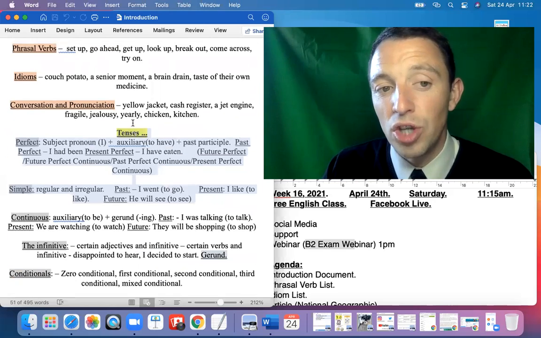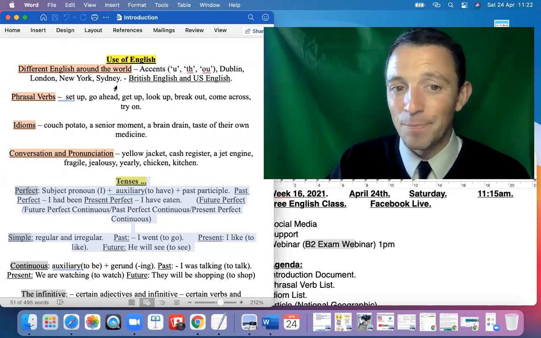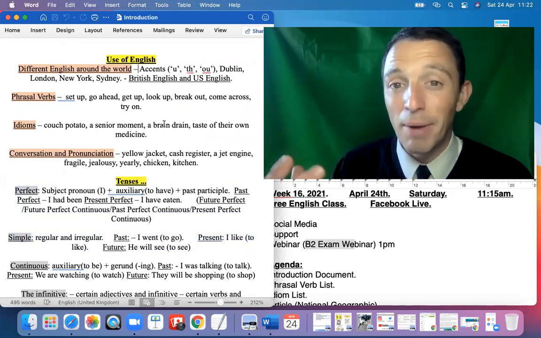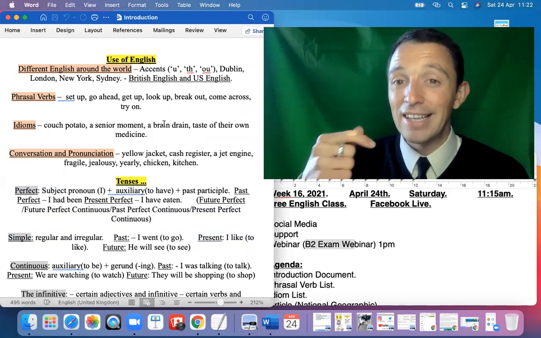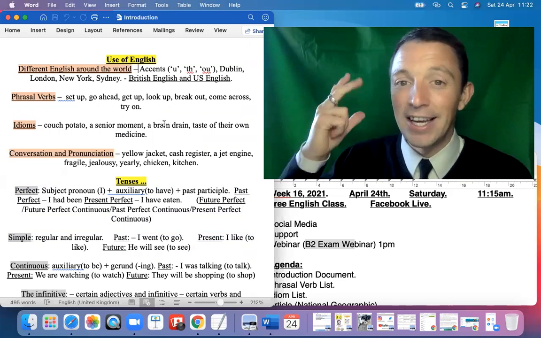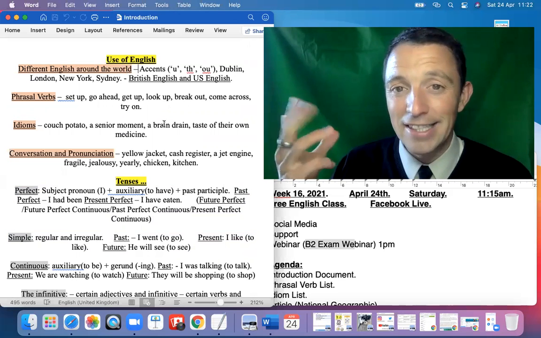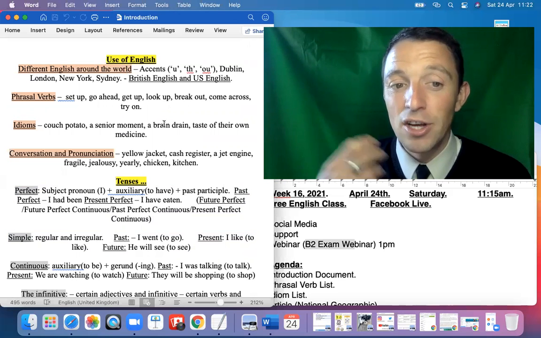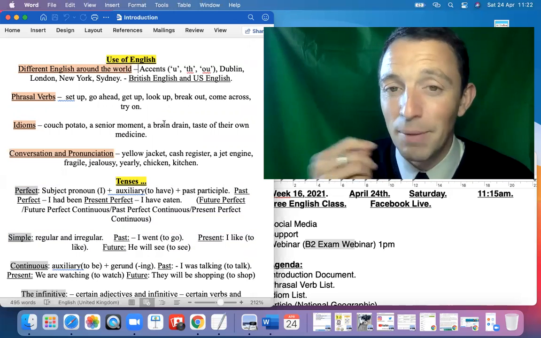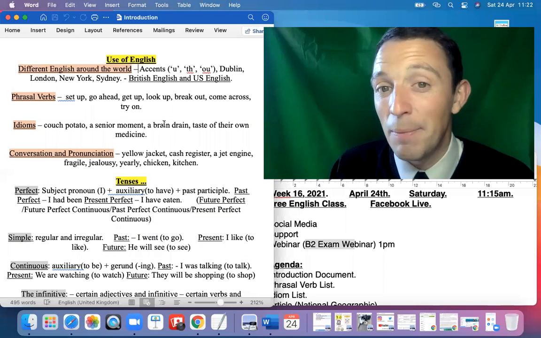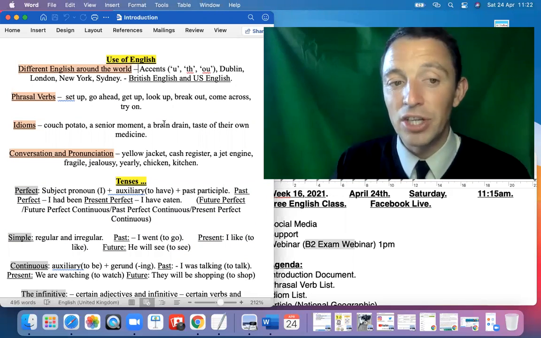So use of English, we have different accents. People speak English in different parts of the world, and that's very difficult. The Irish accent, English accent, American accent, Australian accent, and even international accents. So it's very, very difficult to understand people when they speak. So this is maybe the most important part of English.